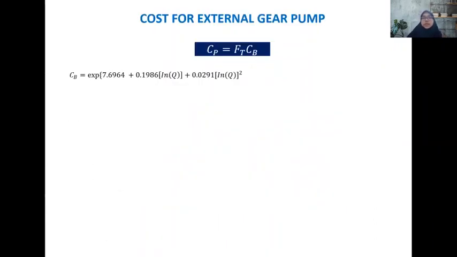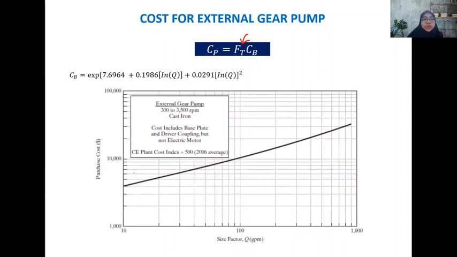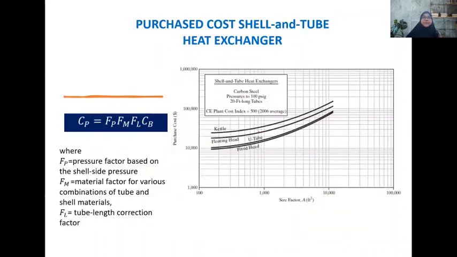The same goes for the gear part, which is based on the type factor, and also the base cost can be obtained using this equation. You can also refer to this diagram, but ensure the properties given in this diagram are based on the condition or the properties of your project.